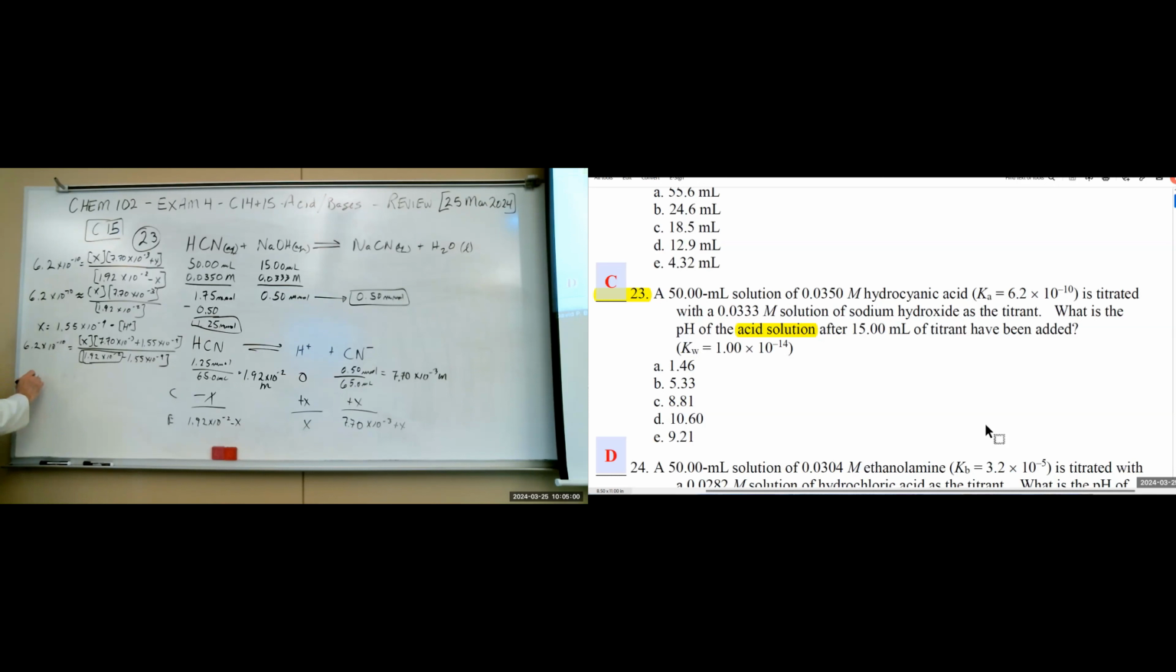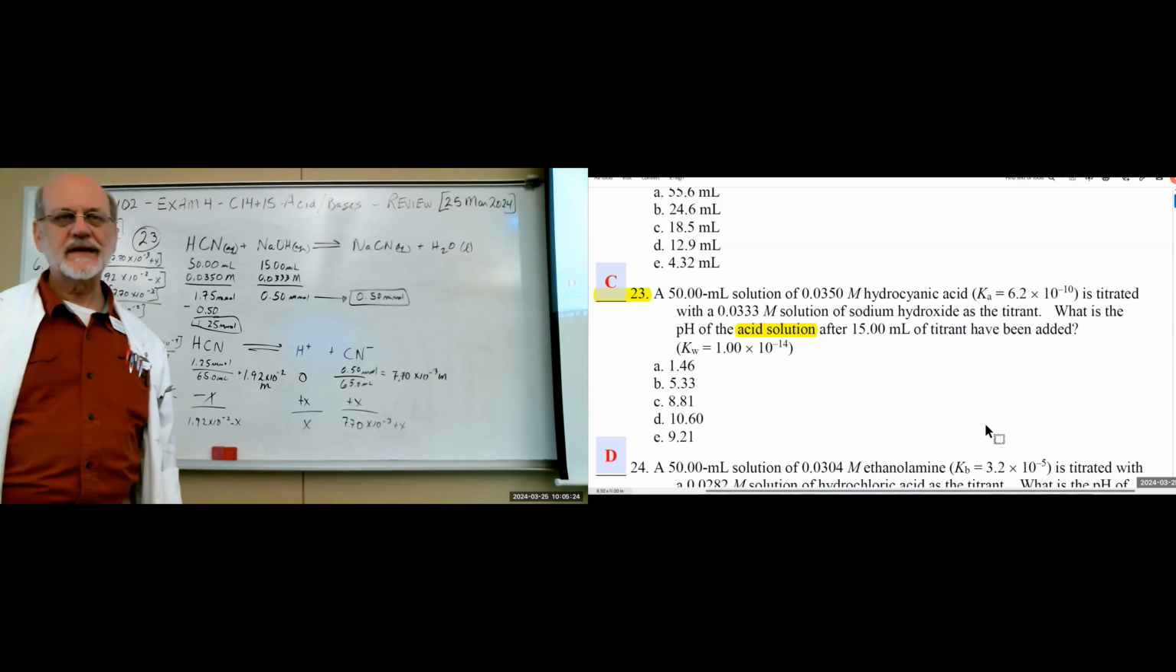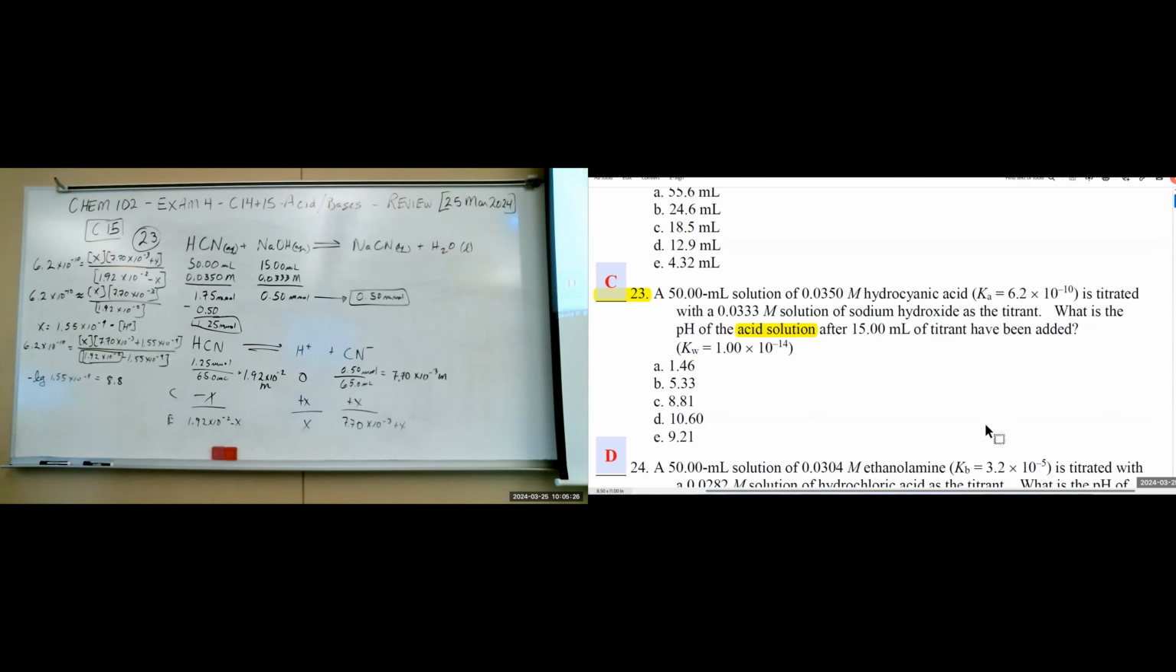Right? So the negative log of 1.55 times 10 to the minus 9 equals what? Let's see, let me get back up here. There we go. Let's see, log of that, and then change the sign. So this says 8.8. That's it. So you don't have to use quadratic. That's what this shows, right?